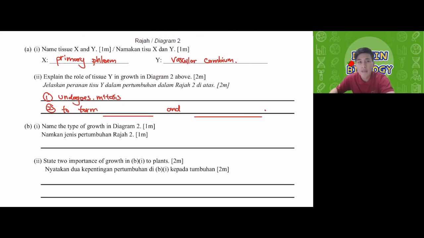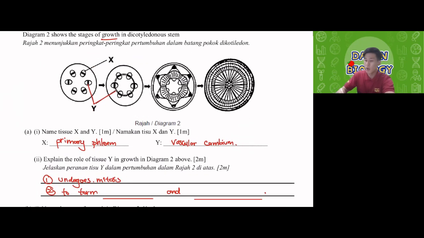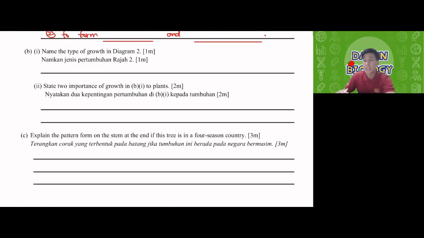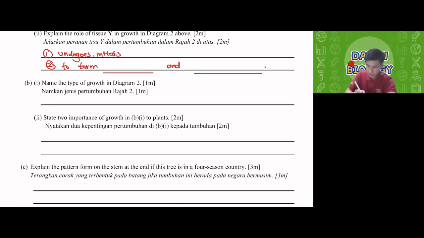Okay, next, come. Name the type of growth in diagram 2. Again, this one so easy lah. What growth is here? You can see, it becomes thicker and thicker. Secondary growth lah. Easy lah. Secondary growth. Quite wrong already. Up here.